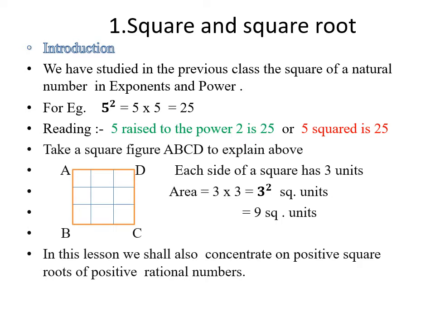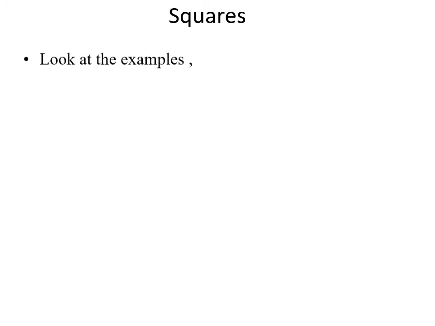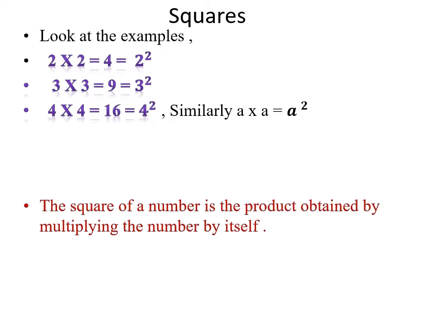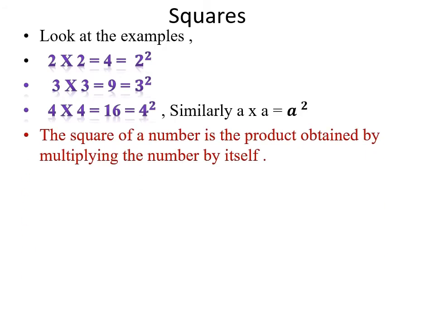Now in this lesson we shall also concentrate on the positive square roots of rational numbers. As the section contains squares and square roots, in this session we will learn about the squares. Look at this example. 2 into 2 equals 4, that gives you 2 square. 3 into 3 equals 9, equals 3 square. 4 into 4 equals 16, equals 4 square. Similarly, in generalized form, we will write it as a into a equals a square.